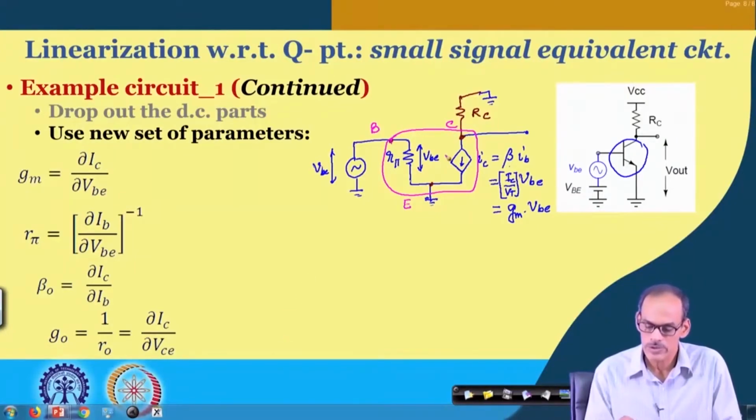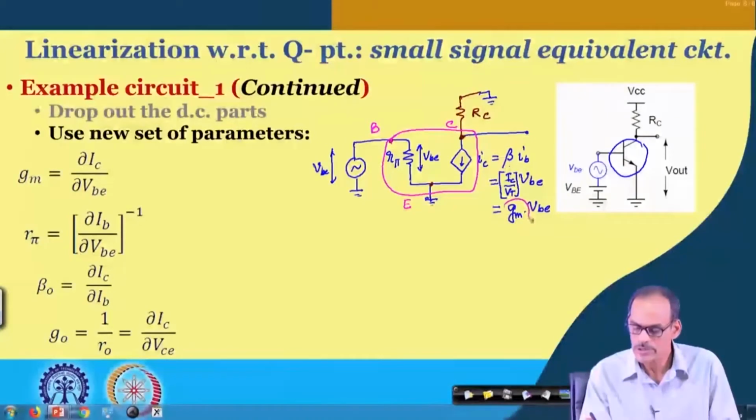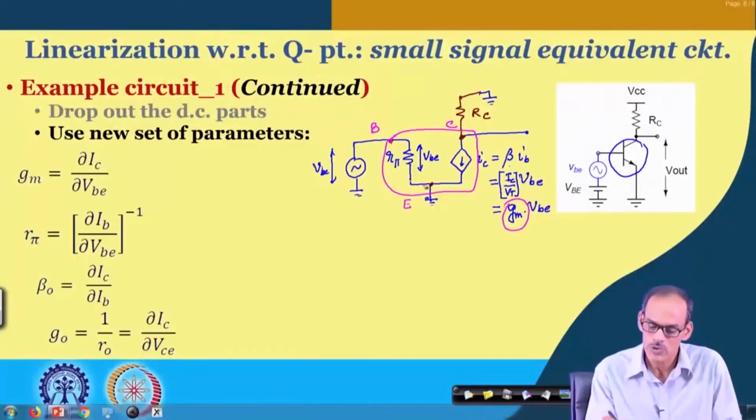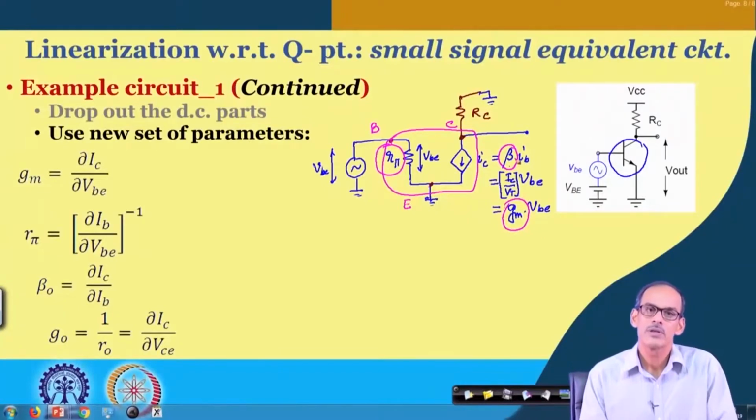In this case, of course, we have different elements or parameters involved. For example, we have already discussed G M. Likewise, we have the base to emitter resistance R pi, and then we have the base to collector current gain, which is different from beta F. This is actually referred to as the small signal current gain.